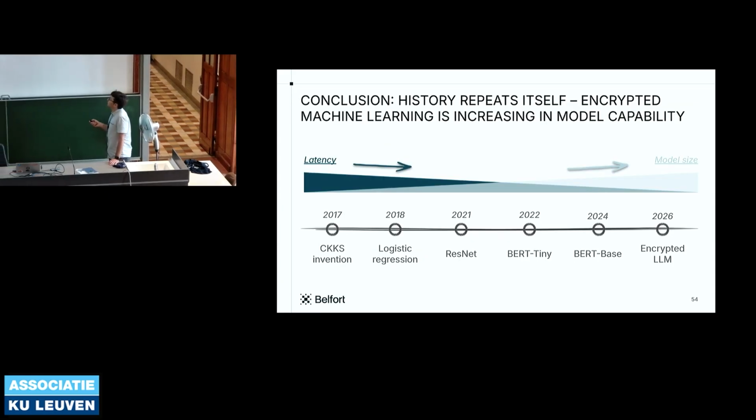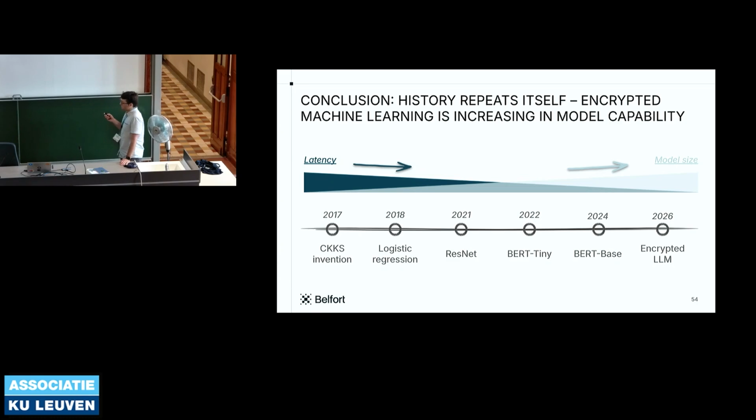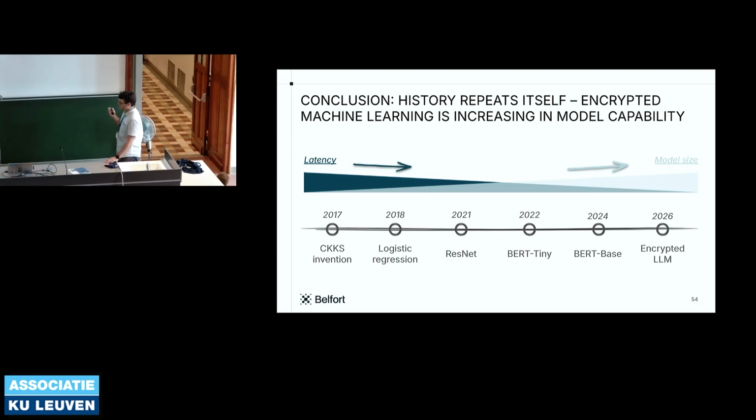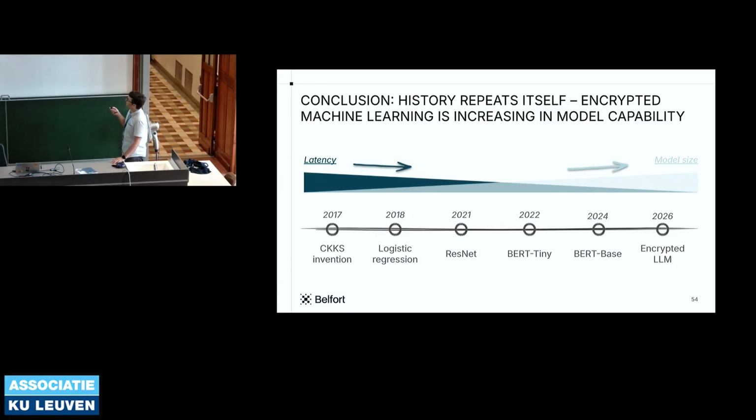Here I've put a few models that have been executed in FHE, in CKKS. At the beginning, we were doing only logistic regression, and then more and more the models got bigger and bigger and can do more and more, and you make them go faster and faster, and so we're attacking and running bigger and bigger models.